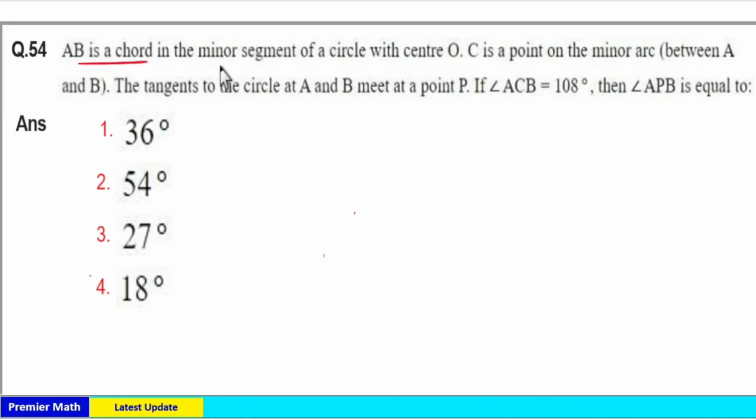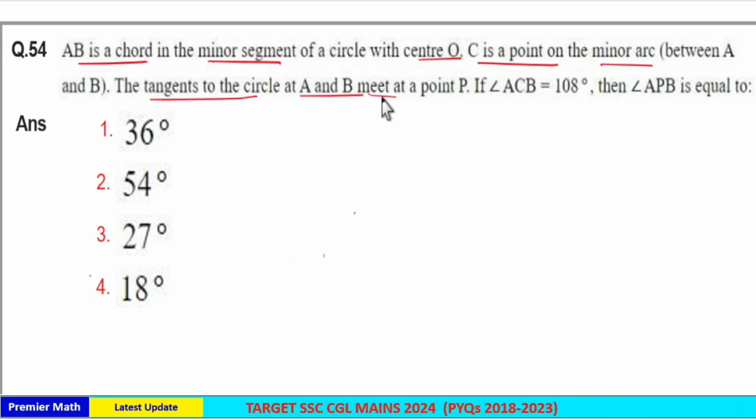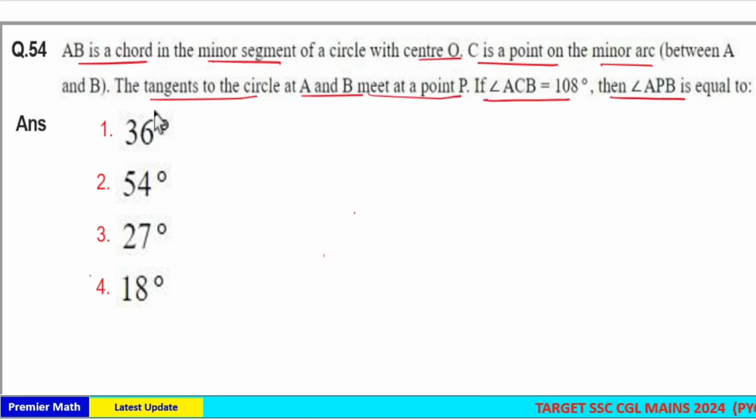AB is a chord in the minor segment of a circle with center O. C is a point on the minor arc between A and B. The tangents to the circle at A and B meet at point P. If angle ACB is 108 degree, then angle APB is equal to.